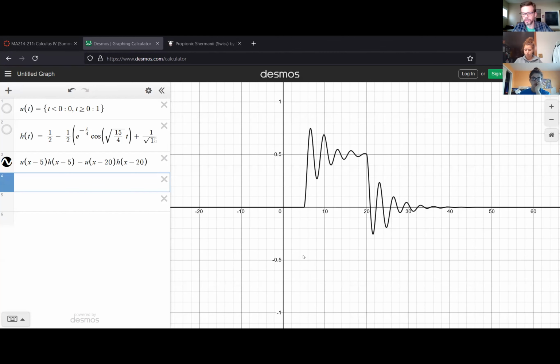I want to make sure and show this because it took me a long time to get Desmos to do this properly. What I have here is a definition for our step function. This one is only u0. So in order to use this for u5 and u20, I'm going to shift it by 5 and 20. So that's all that's happening there. Here is our h.